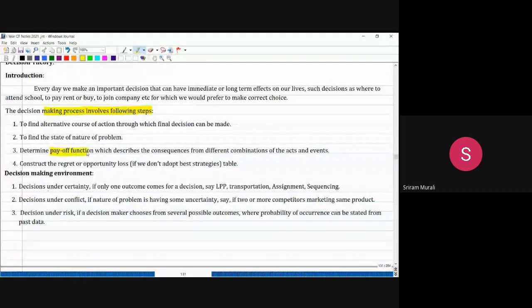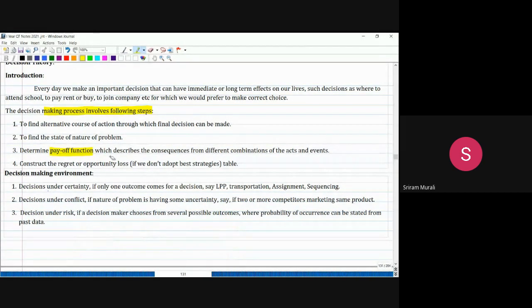Third, determine the payoff function. Just now I wrote one matrix, you remember, HCL, TCS. So we wrote the payoff function. In HCL, what is the salary given? In CTS, what is the salary? In Infosys, what is the salary? So we want to give this payoff. Payoff means it is not only salary. Even if I say nearer distance, 30 kilometer, 15 kilometer, 10 kilometer, if I define like this, this is also a payoff. Payoff means it is a coefficient or simply a numeric number.